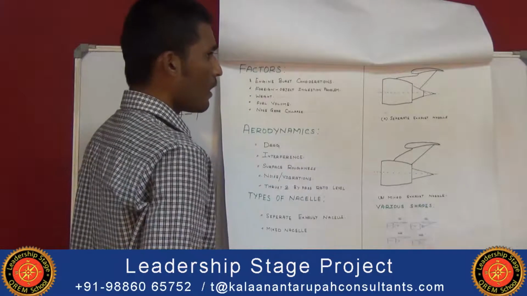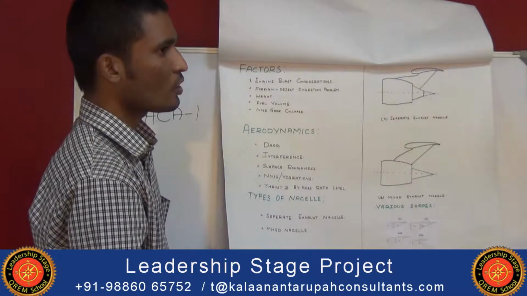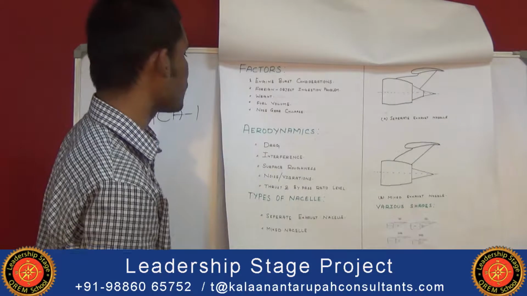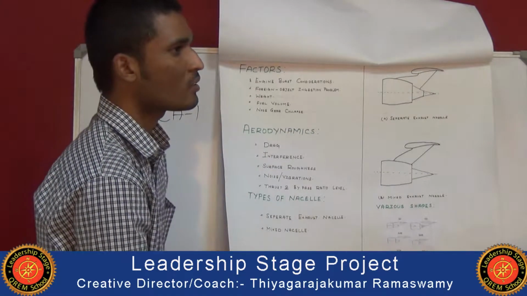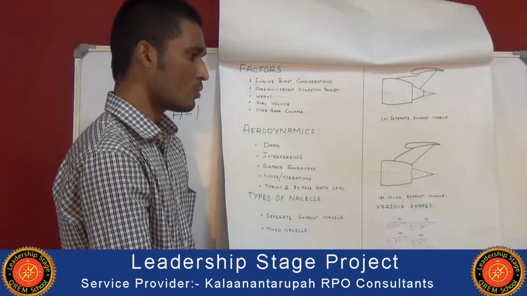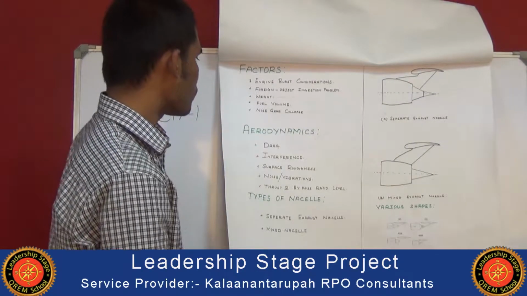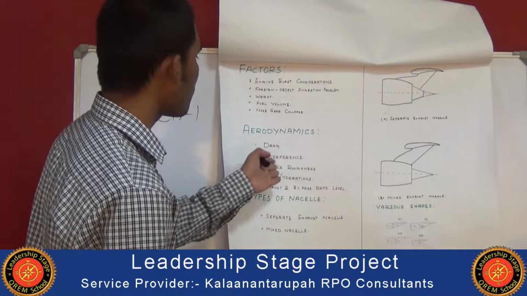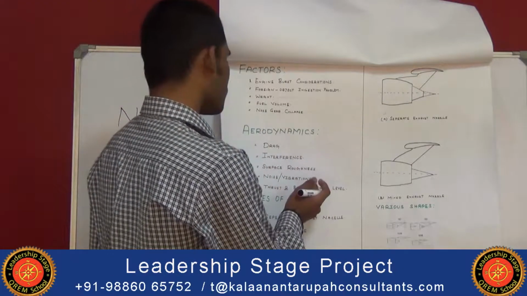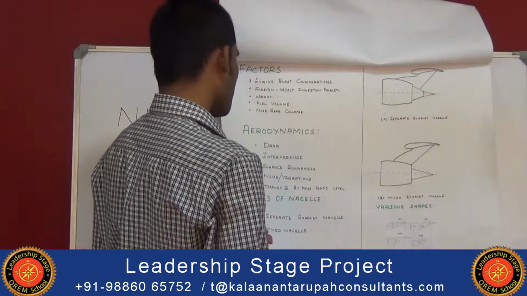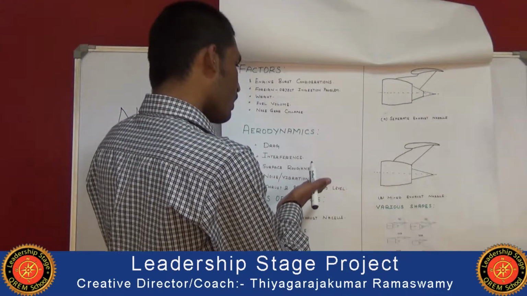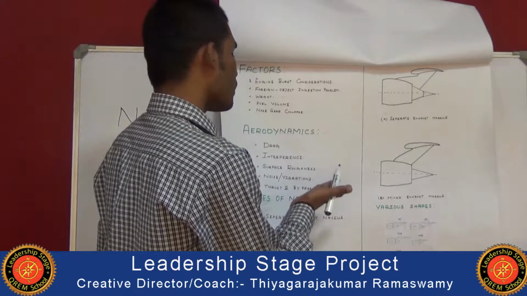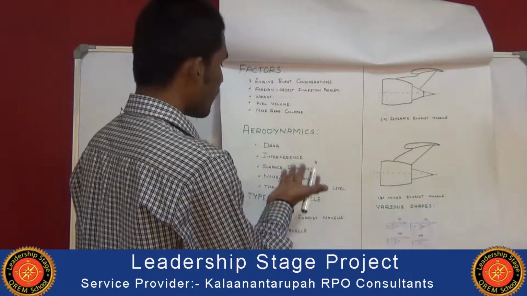One is drag. Drag is nothing but a force trying to pull the airplane in the backward direction. The total drag produced by the airplane is the sum of the profile drag, induced drag, as well as the parasitic drag. So we are considering the drag for the aerodynamics. And the next one is interference, surface interference, noise and vibrations. This noise and vibration occur due to the engine rotation as well as the landing gear of the aircraft.